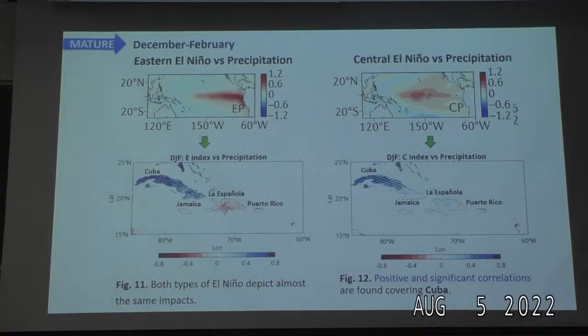Lastly, the last phase of El Nino, which is the mature phase, the season that goes from December till February, we are seeing the same behavior. We're going to have a positive and significant correlation in Cuba in both types of El Nino, so we are going to have precipitation over that area when we are having a peak of the El Nino event. And then we're going to have a negative correlation in both types of El Nino for La Española and Puerto Rico, but it's not significant. So we are going to have dry conditions.